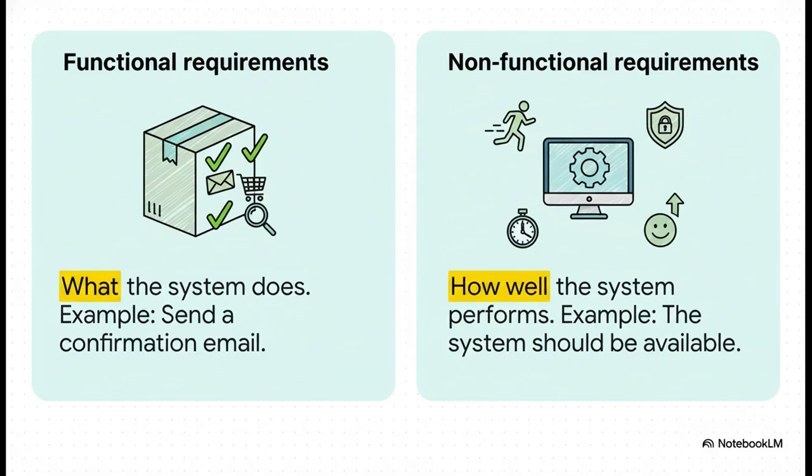Here's a super simple way to keep them straight. Functional requirements describe the features, the what the system does. Think of them like the bullet points you'd see on the back of a product's box. Non-functional requirements, on the other hand, describe the qualities and constraints, the how well it does it. We're talking about things like performance, security, and how easy it is to use. A system can be perfectly functional, do all the whats, but still be totally useless if it's slow as molasses or easy to hack. You absolutely need both.